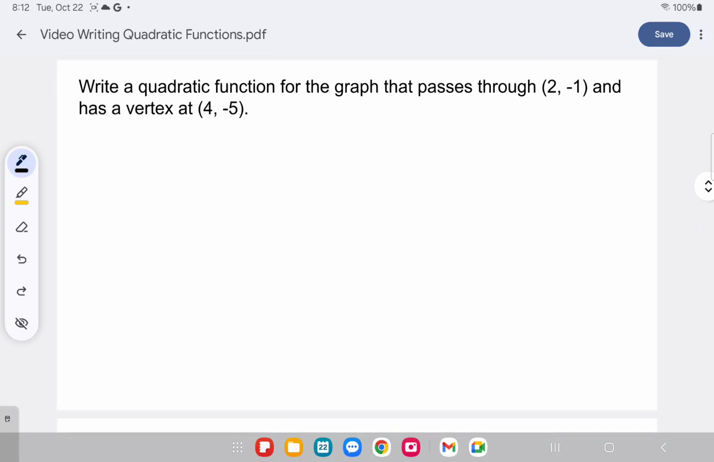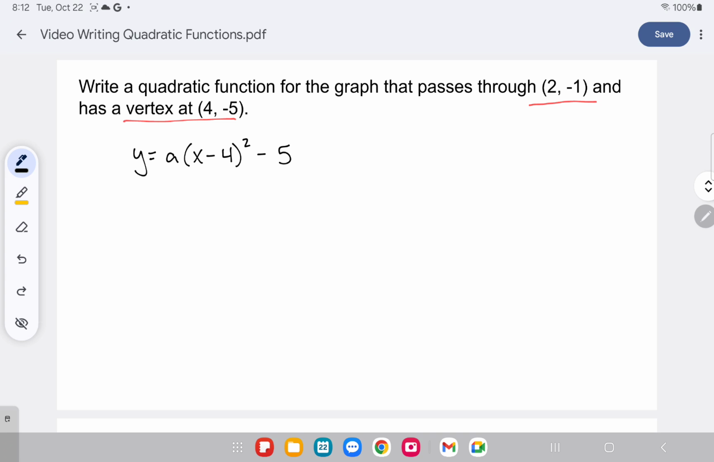So here's another example where we don't have the picture, but it gives us the vertex, which means we're going to be using vertex form. We also need another point. That's going to help us find our a later on. I'm going to start by writing everything I know into vertex form. So my vertex is (4, -5). So that would look like that.